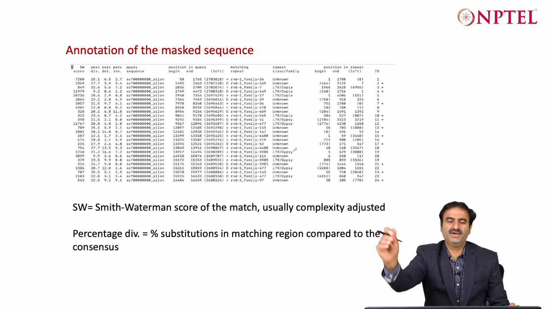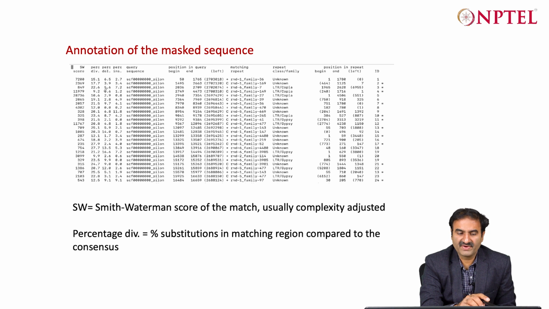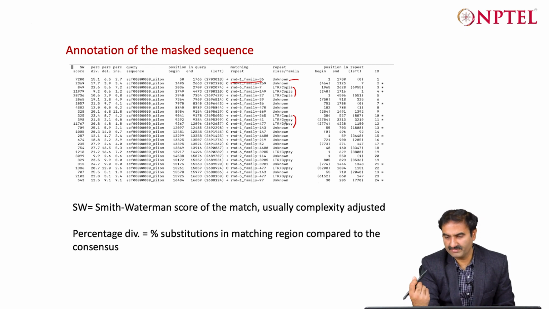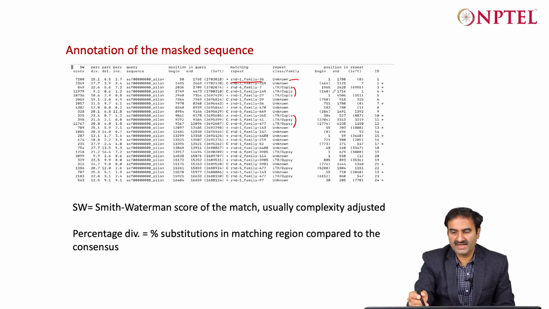It will give you a summary of information, like this annotation of the masked file: what is the score, percent identity, divergence from the reference repeat, where it is present, start, end, which repeat family it matches to, and what is the status of annotation of that repeat family. Sometimes it is known, sometimes it is unknown. Gypsy elements and LTRs are known, for example. And where in the repeat they are matching, like start and end.